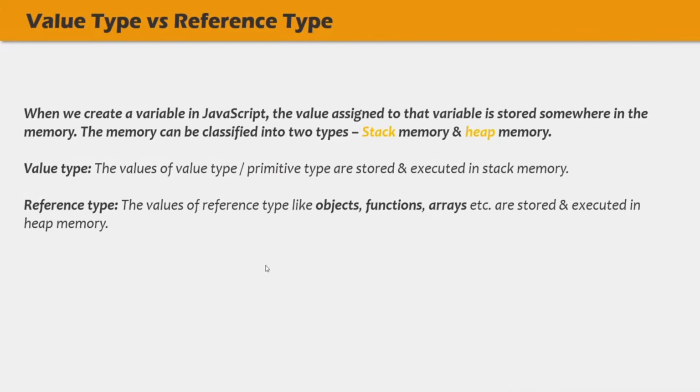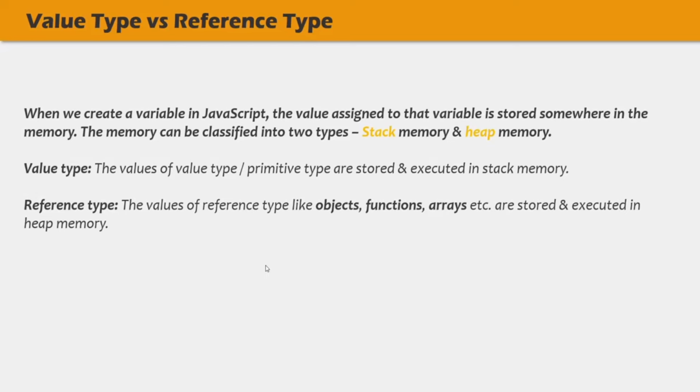Now, when we create a variable in JavaScript, the value assigned to that variable is stored somewhere in the memory. And we can classify memory into two types: stack memory and heap memory. Another very important point to understand here is that the value of value type or primitive type will be stored and executed in stack memory. So a number value or a string value or a boolean value will be stored in stack memory, and there they will be executed.